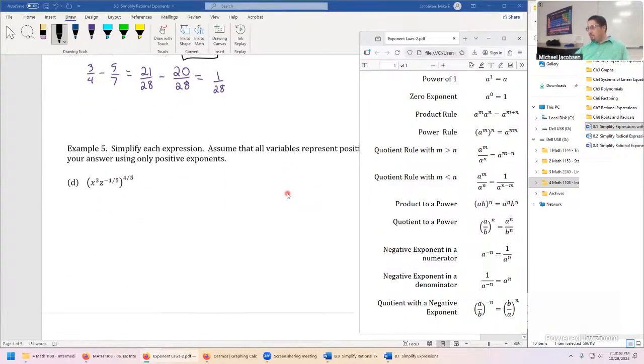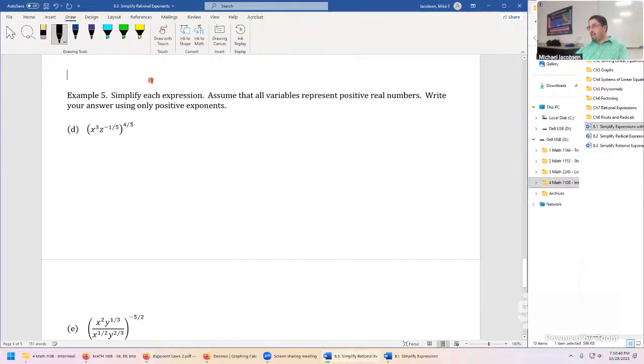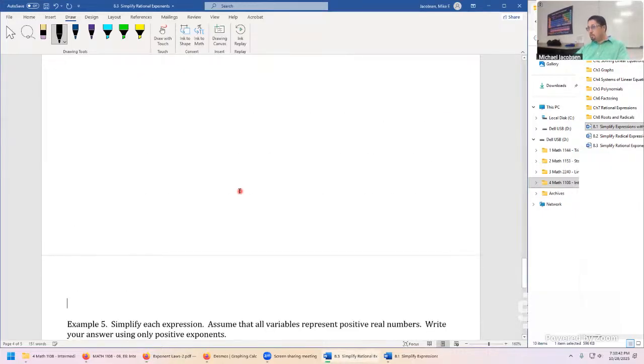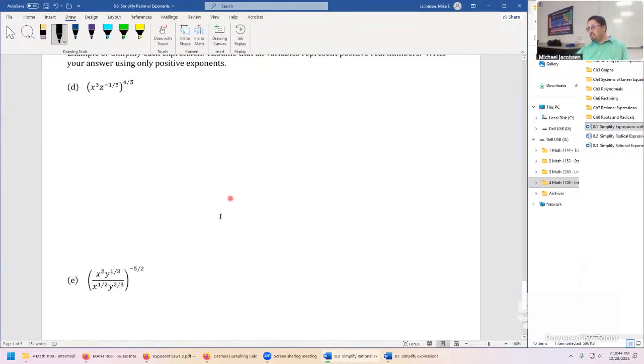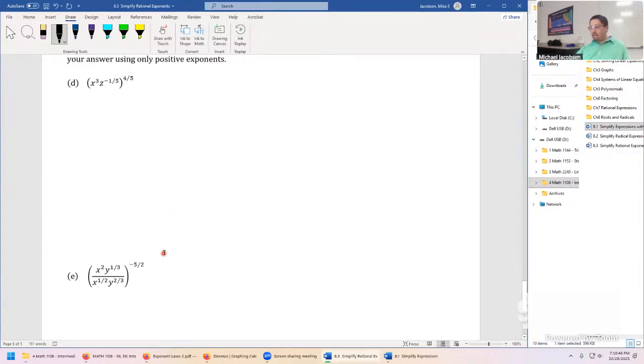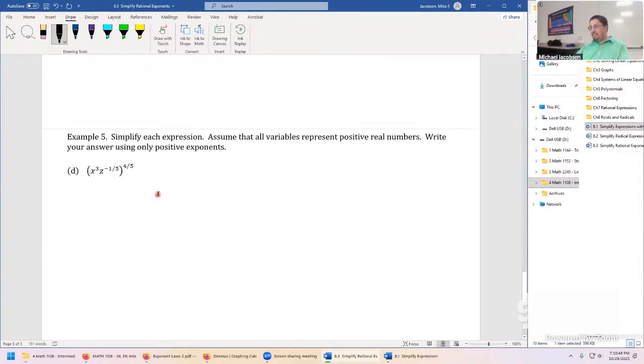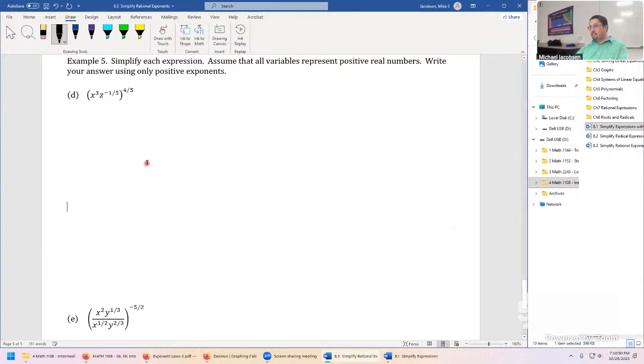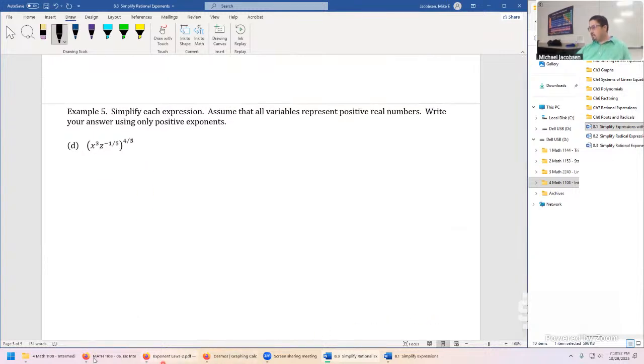Let's see if we can try one more. Example 5. We'll come back on Thursday and refresh, take a look into this last one, part E. I don't want to try to rush through that one. So let's hide it for just a moment and focus on this one here.